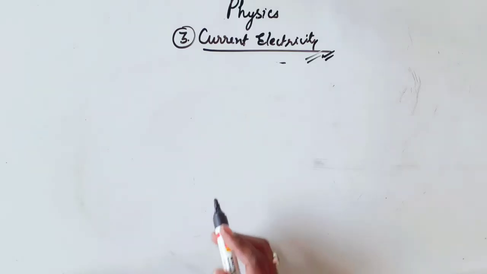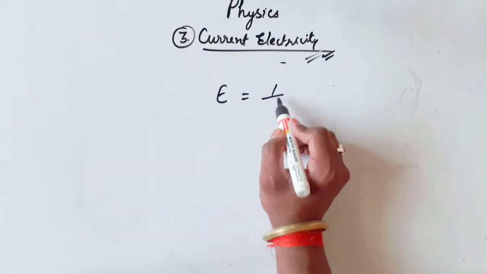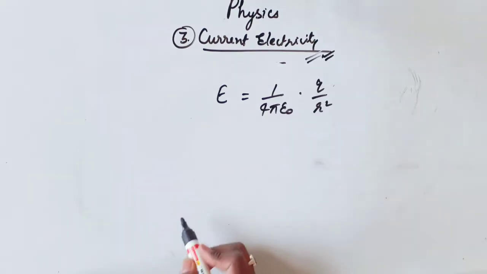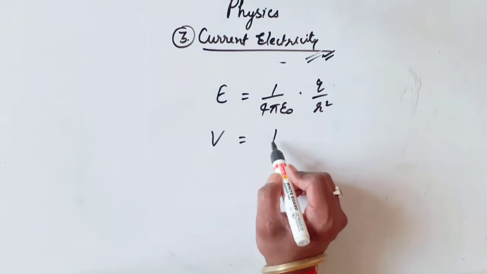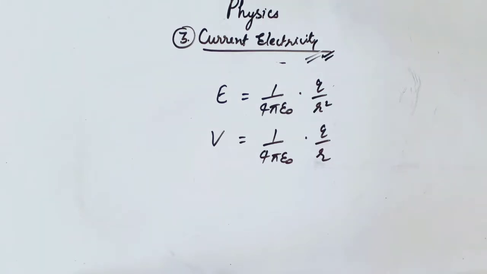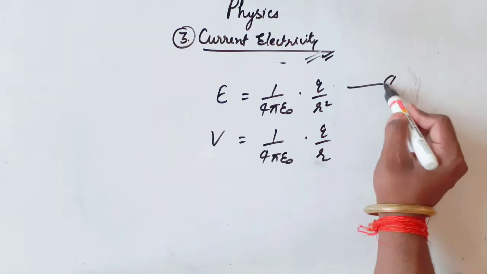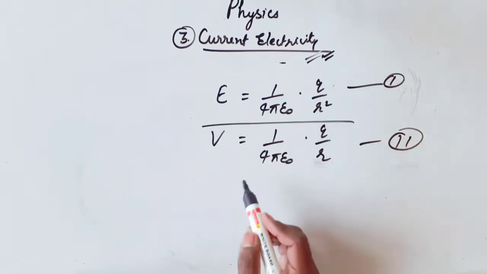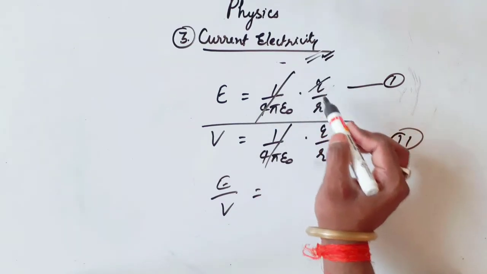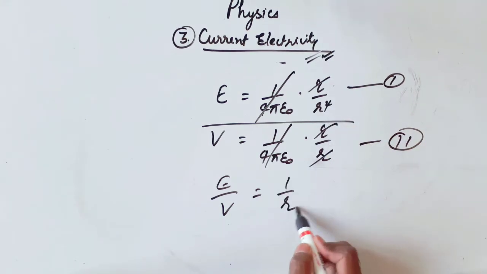I just want to clear one more thing. According to our first chapter, electric field intensity is equal to 1 upon 4 pi epsilon naught into q by r square, and potential difference is equal to 1 upon 4 pi epsilon naught into q upon r. What is the relation between E and V? Let's divide the first equation by the second, and we will get E upon V equals, this value will cancel, q will cancel, and one r will be cancelled. So we will get 1 upon r.